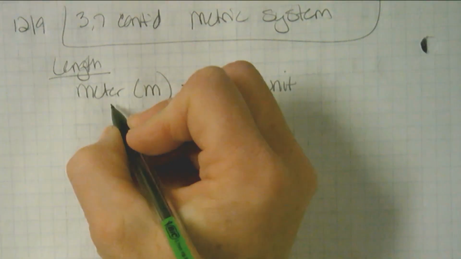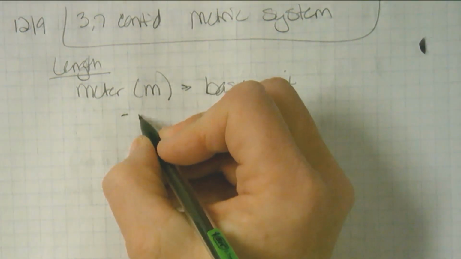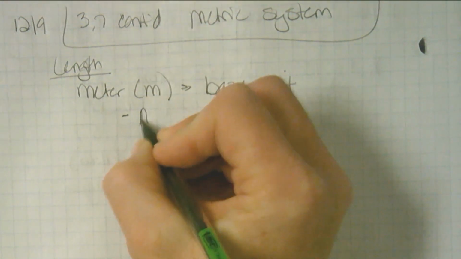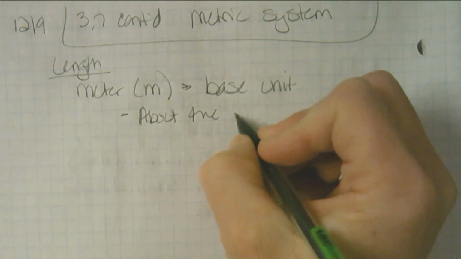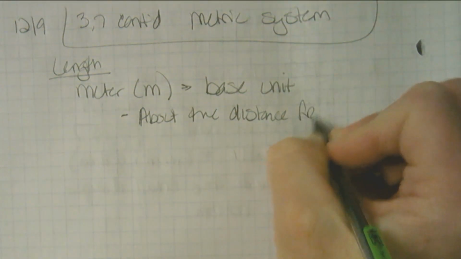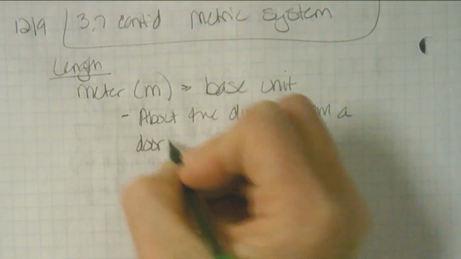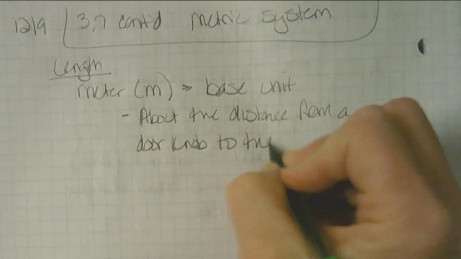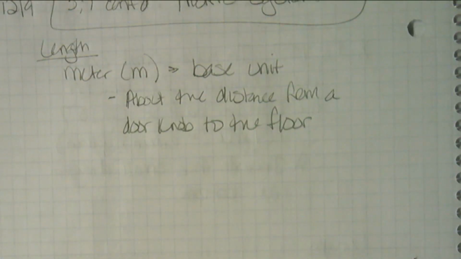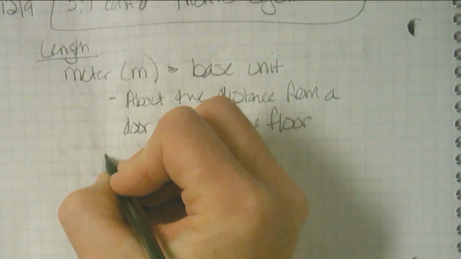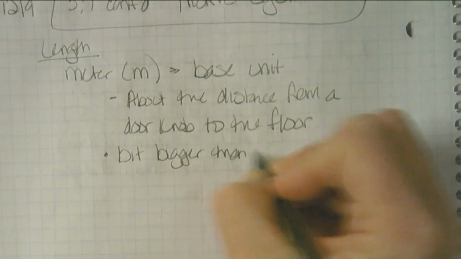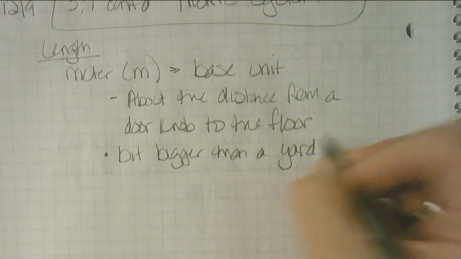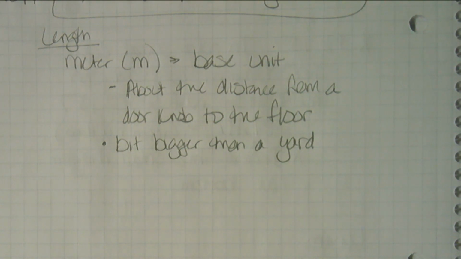All right, when we talk about a meter, this is about the distance from a doorknob to the floor. It's a little bit bigger than a yard. How many feet are in a yard?